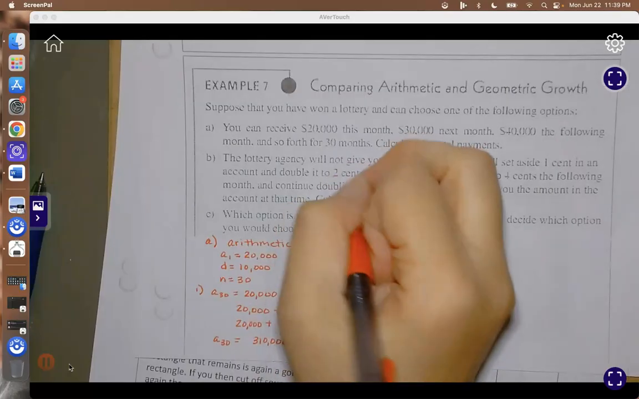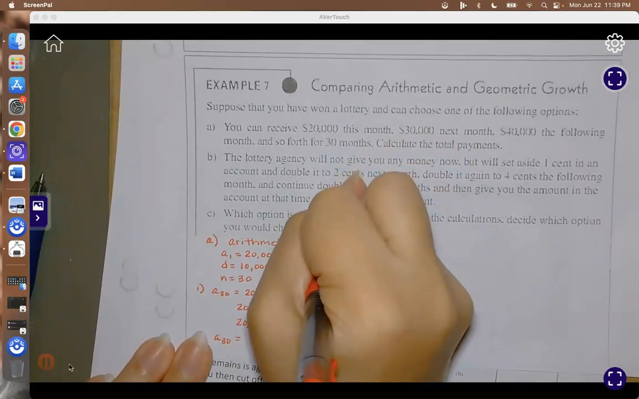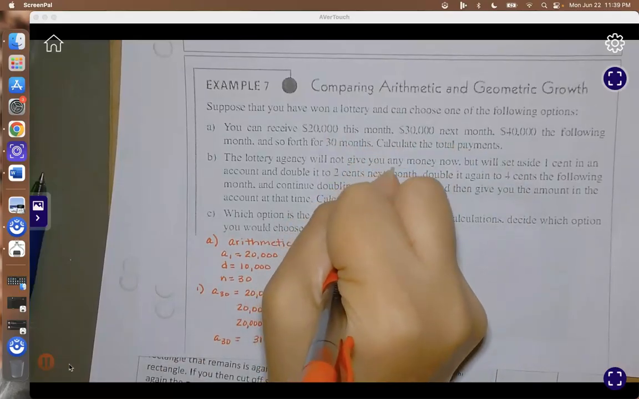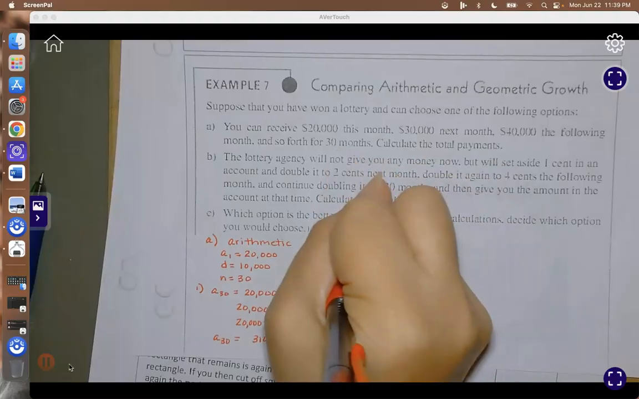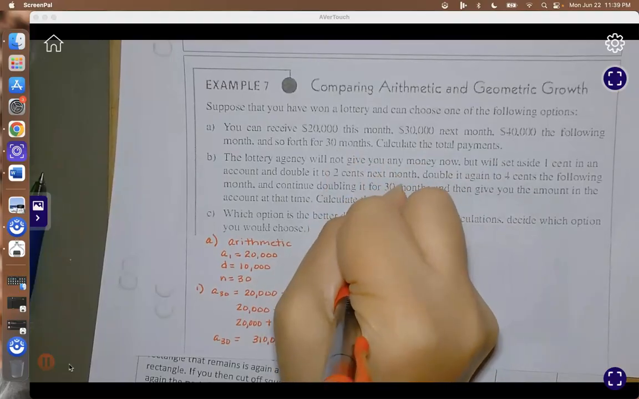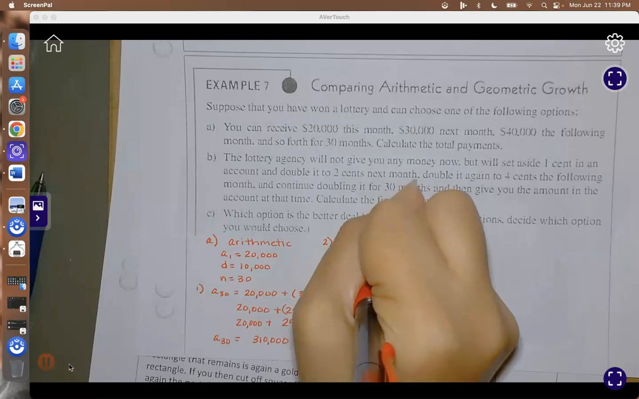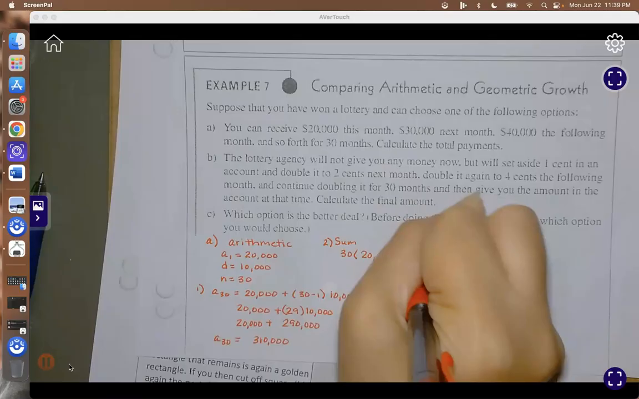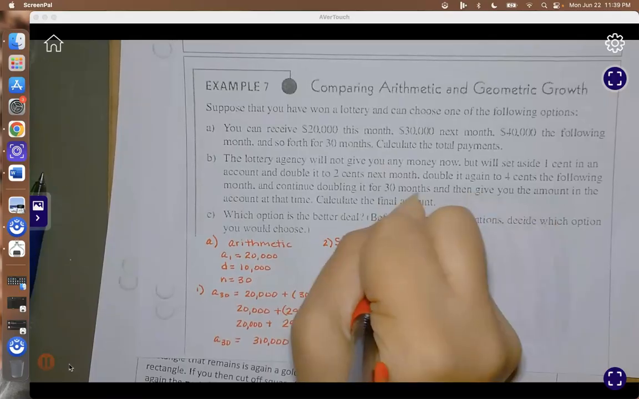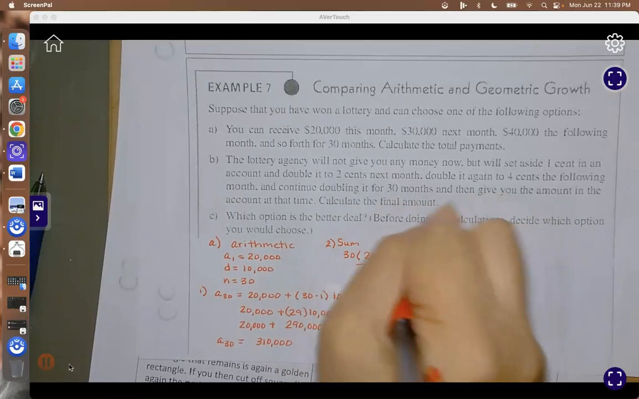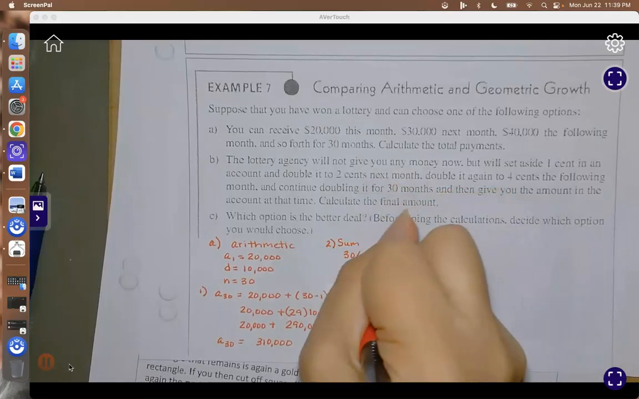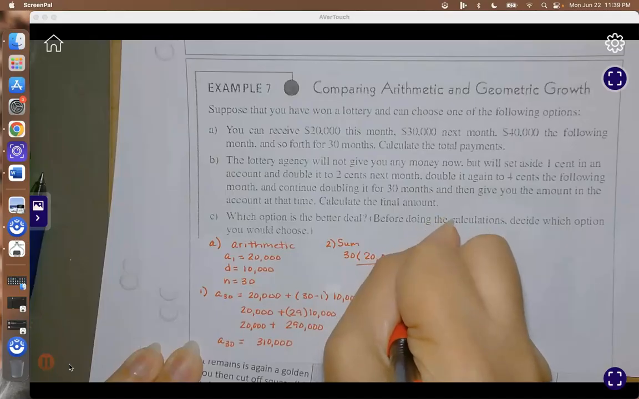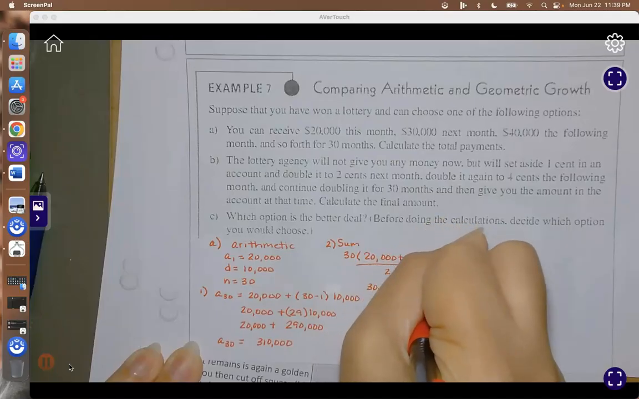Okay, so the total you would make, step 2, which is the sum, is you would take the number of payments, take the first plus the last, then divide the whole thing by 2. So that's 30 times 330,000.